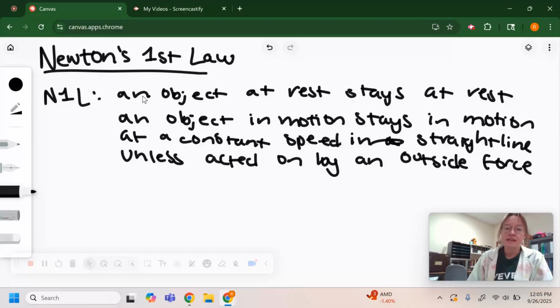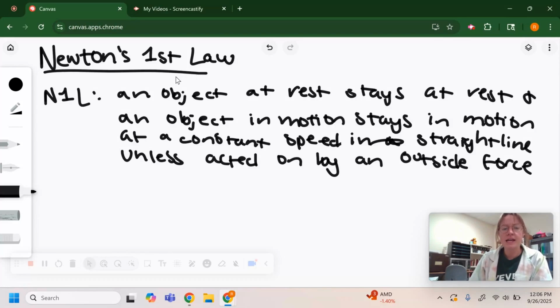Newton's first law says an object at rest stays at rest, and an object in motion stays in motion at a constant speed in a straight line unless acted on by an outside force. Whew, that is hefty. Most of you know Newton's first law as an object in motion stays in motion. But you'll see that Newton's first law has a little bit more heft to it when we talk about it in our physics class, because there are a few things here that we really want to be very specific with our words about.